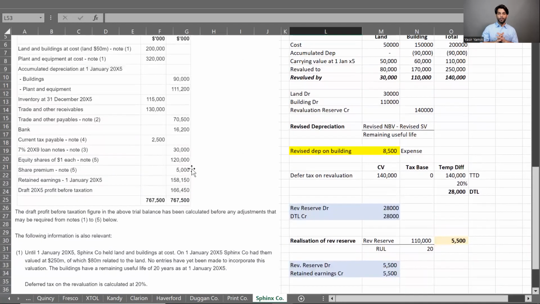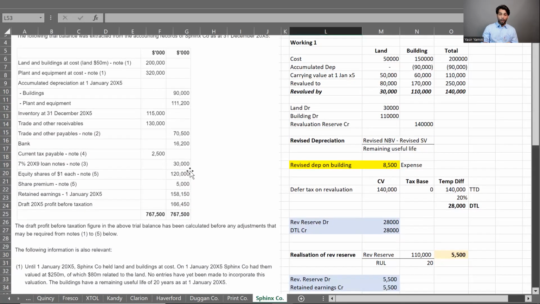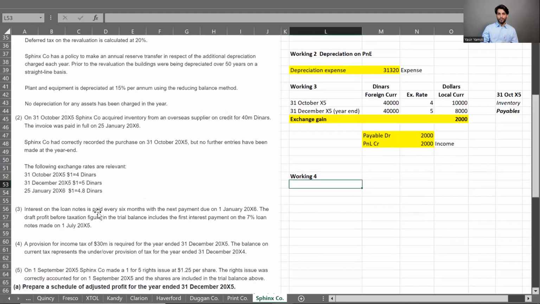You have a loan note of 30,000, and the interest rate is 7%. Your examiner was saying that interest on the loan notes is paid every 6 months. We pay our interest every 6 months. So the next payment is technically due on 1st January X6, which is the first date next year. We have to pay our interest next year.